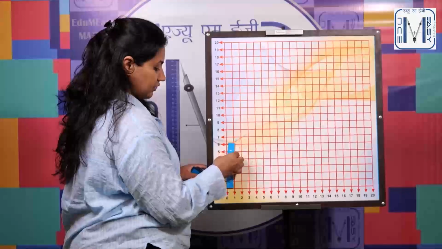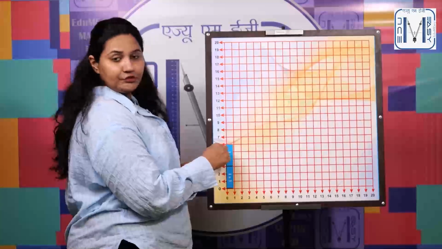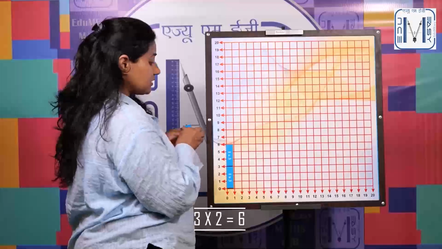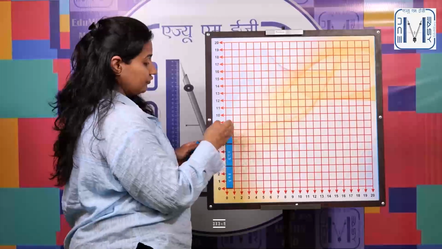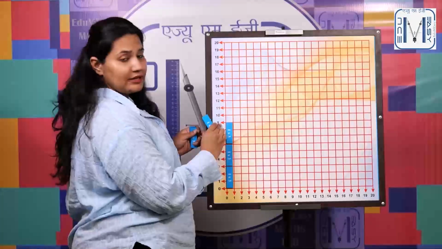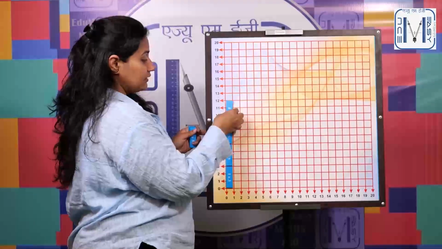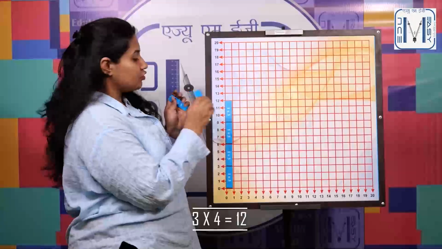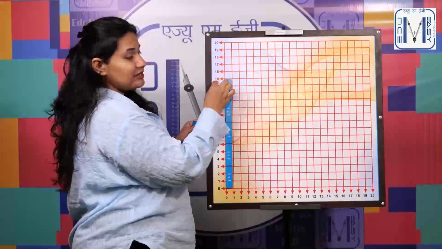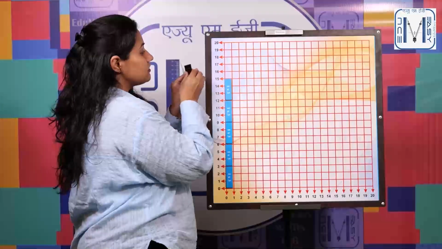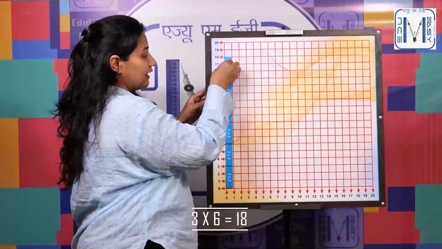3 ones are 3. Again, the next multiple of 3 is the number 6. 3 twos are 6. Then 3 threes are 9. The third plate is ending at 9. The fourth plate is ending at 12. So 3 fours are 12. The fifth plate is ending at 15. And the sixth plate obviously will end at 18. So these are all the multiples of 3.